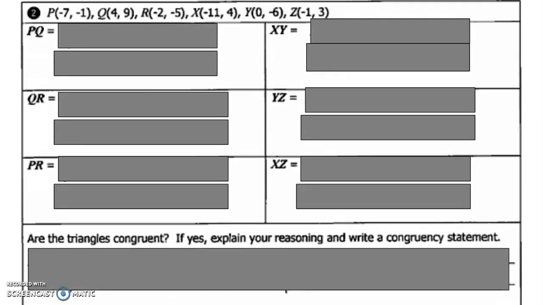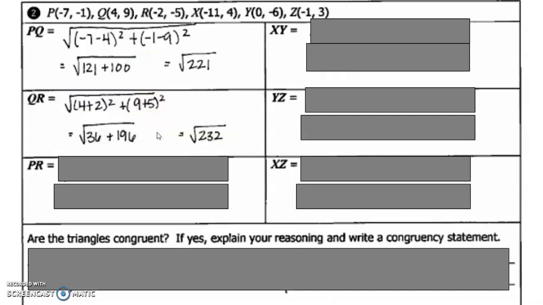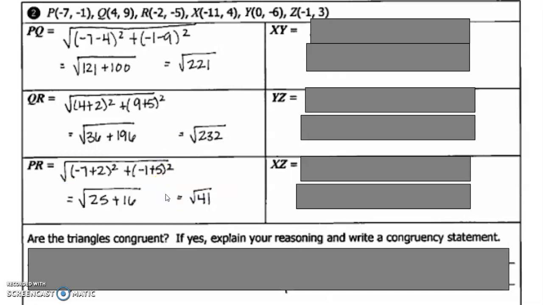Our second example that we're going to look at, again, we're doing that same exact process to find our side lengths. So we're going to write the distance formula, and then we are going to simplify. So I'm just going to show you that. For PQ, it simplifies down to the square root of 221. For QR, it simplifies down to the square root of 232. And for PR, it simplifies down to the square root of 41.